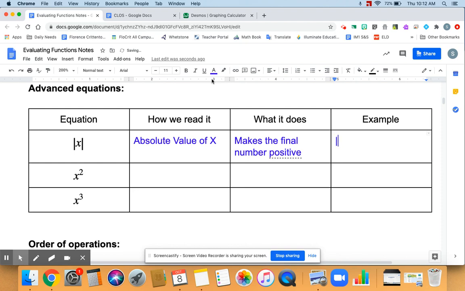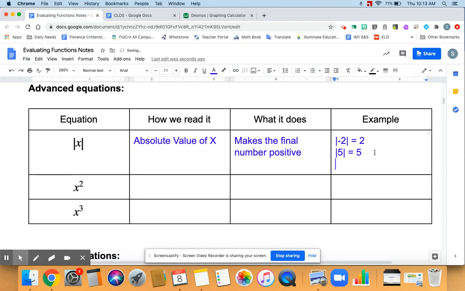let's say it was -2 inside the absolute value sign. Well, what absolute value does is once it's down to that final number, it makes it positive. So instead of -2, it becomes +2. Same thing if I had just +5 in there. Well, the rule is that it makes the final number positive. So since it's already positive, it just stays positive.